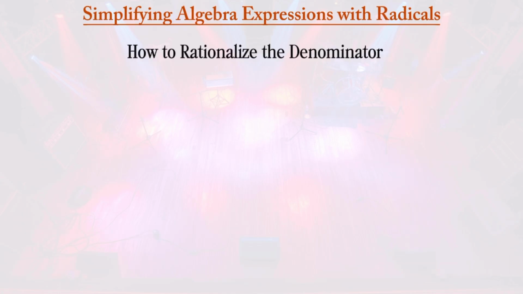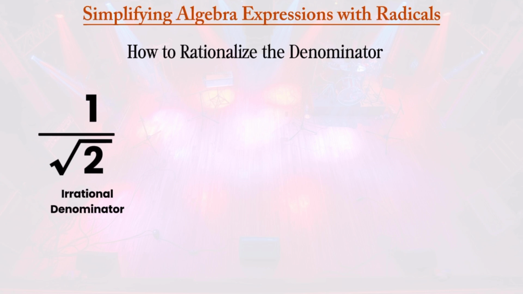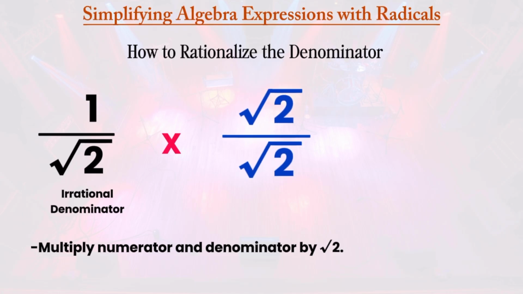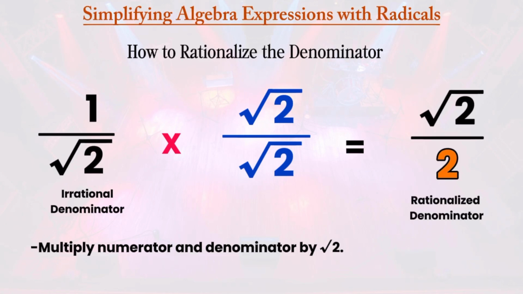Let's say we have 1 over the square root of 2. All you do to rationalize with a radical denominator is multiply the numerator and denominator with the same denominator value. So, if you have 1 over the square root of 2, you multiply the whole thing by the square root of 2 over the square root of 2. That gives you the square root of 2 over 2. The value of the expression remains the same because the square root of 2 over the square root of 2 is equal to 1.